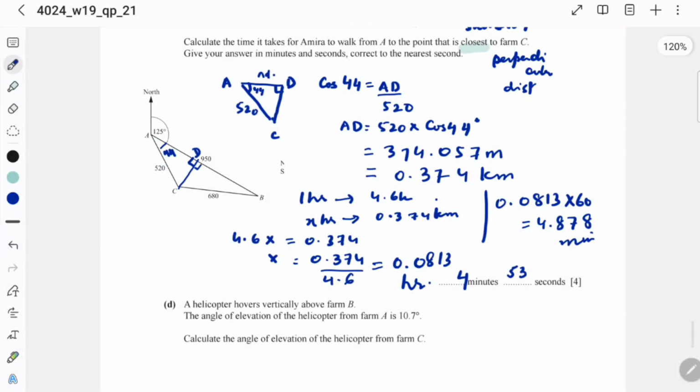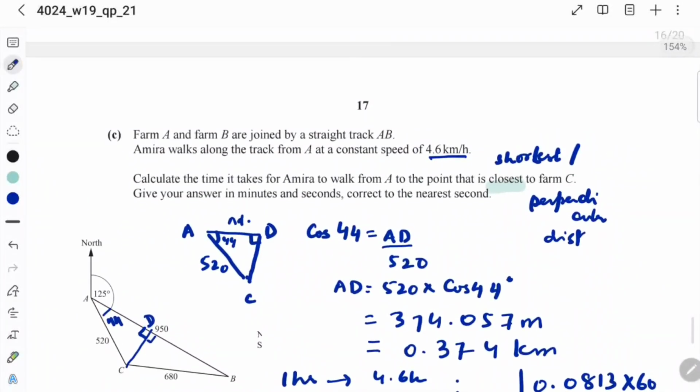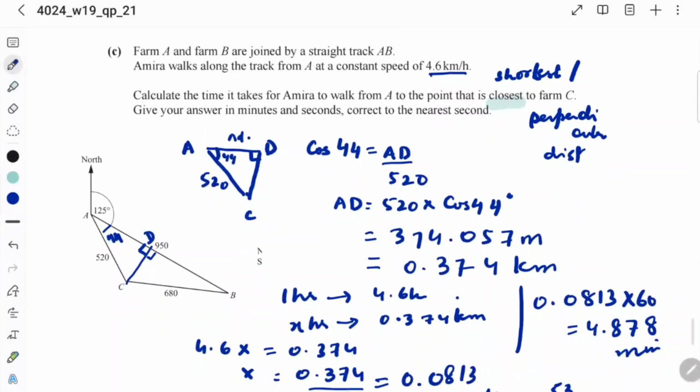First of all, in this question, I'm again repeating, they were asking us to find out the closest distance. It means the perpendicular walk: calculate the time it takes Amira to walk from A to the point that is closest to C. So this point which is closest to C was this much. From here till here was the closest distance to C.